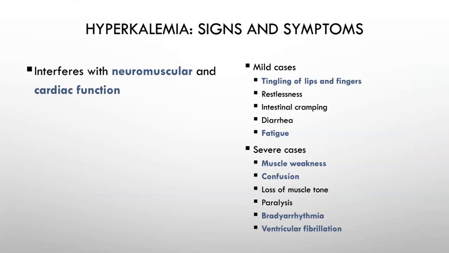As with hypokalemia, muscle weakness can also occur with hyperkalemia. It tends to occur first in the legs and then moves up to the trunk, eventually the arms. However, hyperkalemia generally needs to be severe for this to occur.